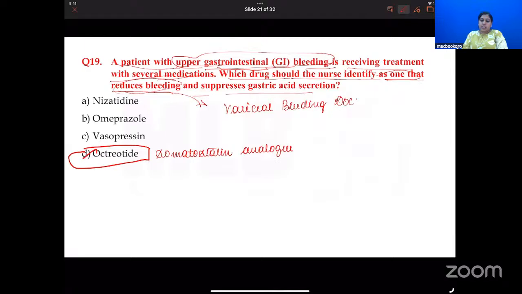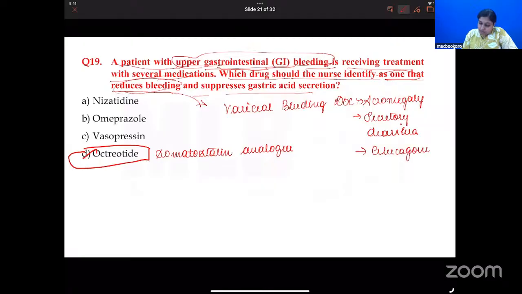Now tell me, classically, in which cases is octreotide a drug of choice? Octreotide is a drug of choice for acromegaly. It is a drug of choice in secretory diarrhea. It is a drug of choice in case of glucagonoma or VIPoma. What is meant by VIPoma? In VIPoma also, octreotide is a drug of choice.